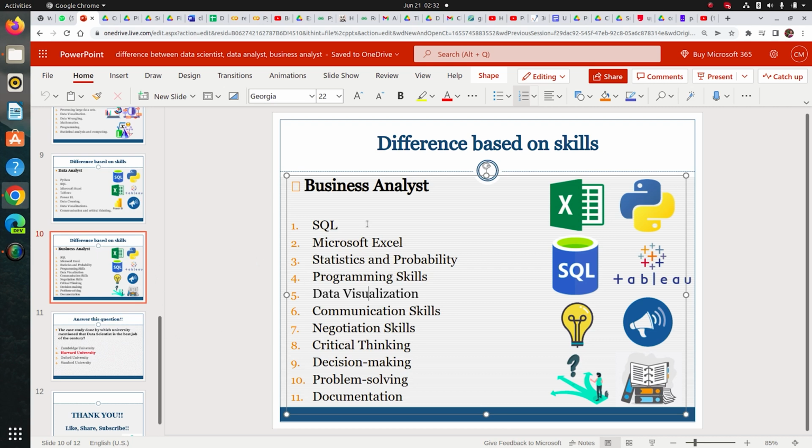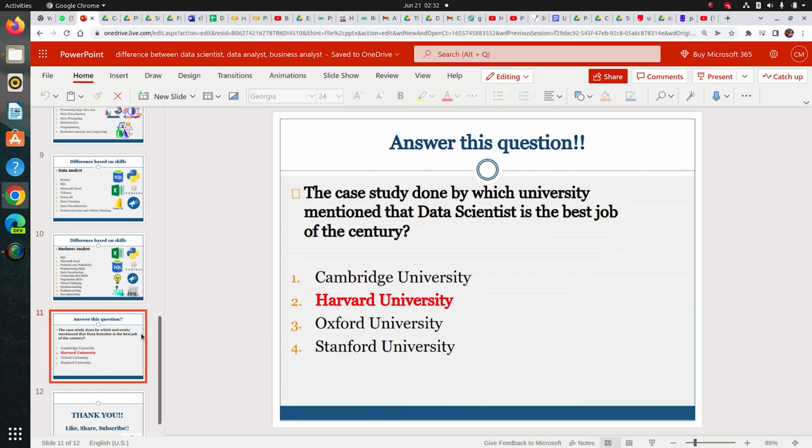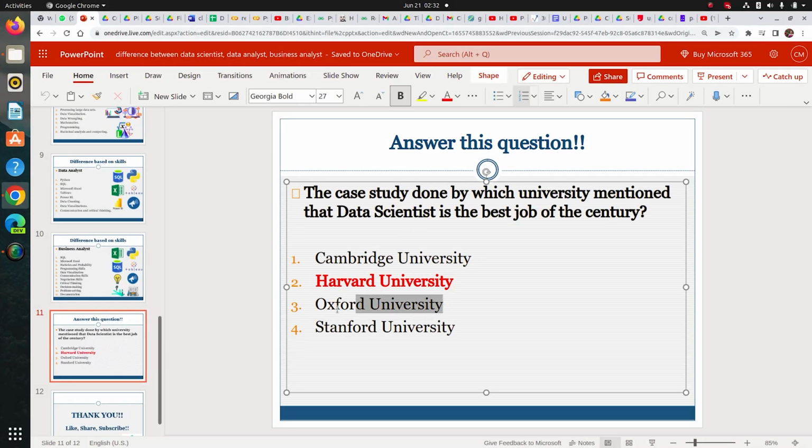The main skills for business analyst are, like, negotiation, critical decision making. These things we sometimes ignore, but I think if you are really interested in this role, you will get these things. So like I had asked you one quiz in the beginning, the case study done by which university, which said that data scientist is the best job of the century. The answer is Harvard University.